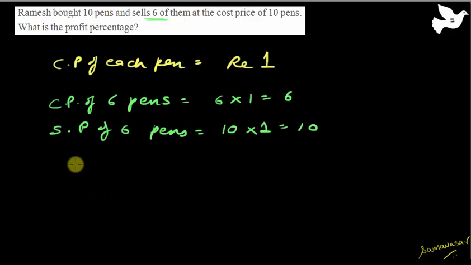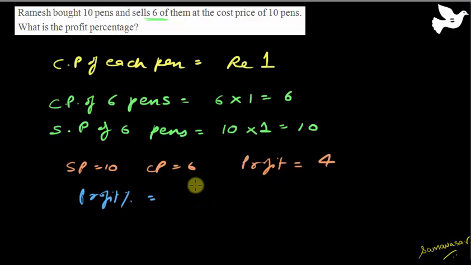So now I have both numbers. My SP is equal to 10, my CP is equal to 6. I'm asked the profit percentage. So profit here is equal to 10 minus 6, which is equal to 4. Profit percentage has to be calculated always on the cost price. You always need to remember, never make the mistake of calculating it on SP.